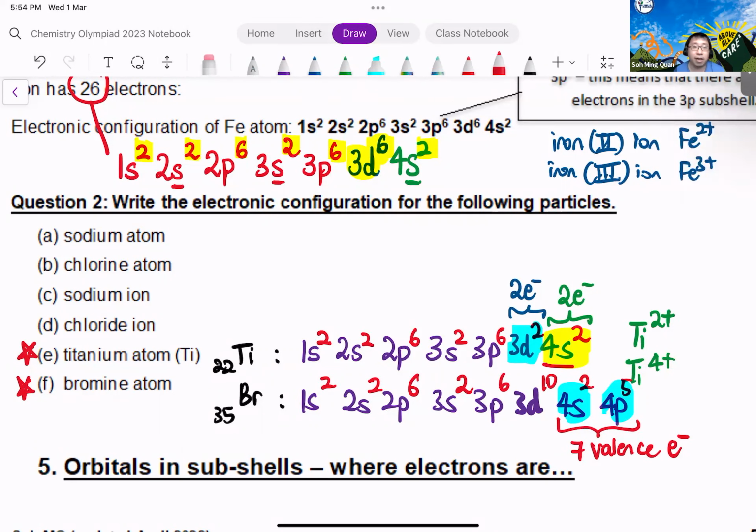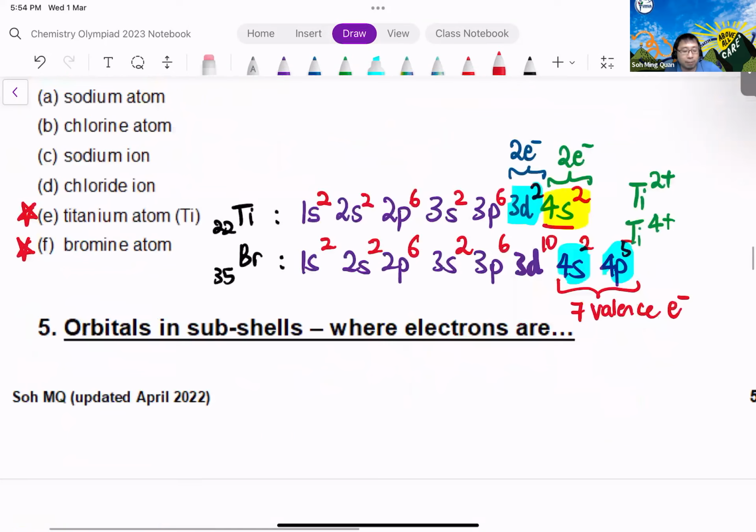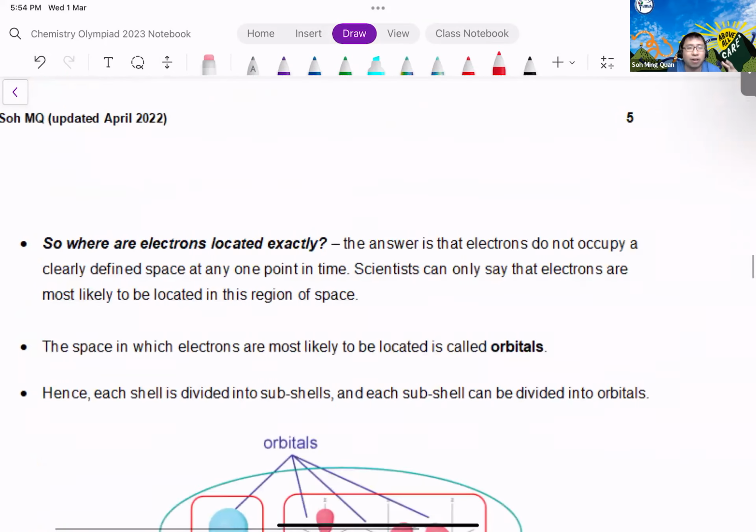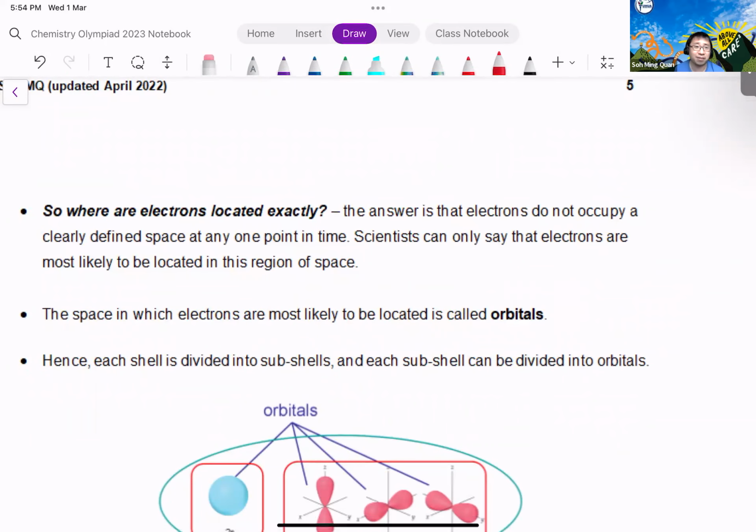Okay, so that brings us nicely on to the next section. I hope you're still following me. Now, after talking about subshells, where on earth are the electrons located? What space are they in? Is a shell like a piece of onion? Is it round? The answer to this is actually very, very complicated.